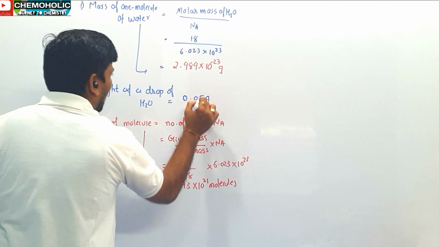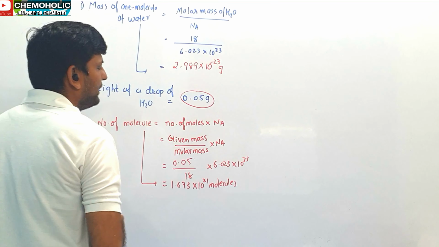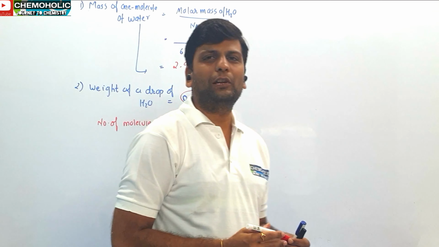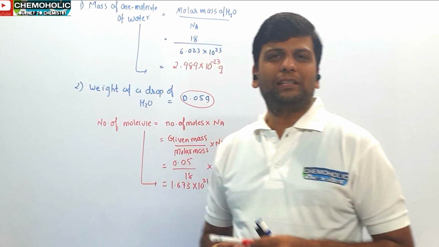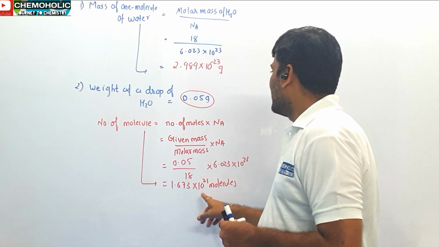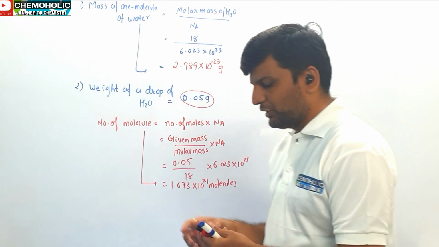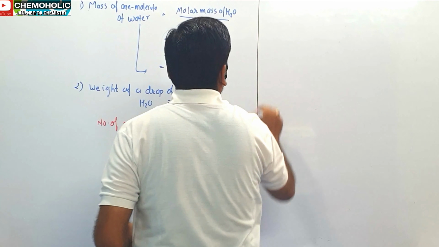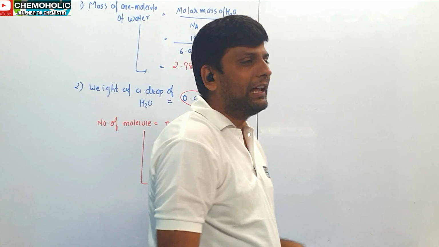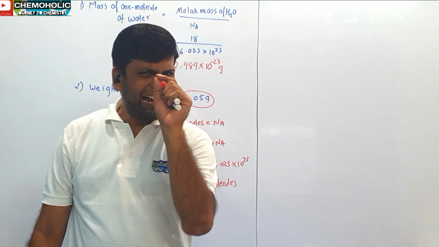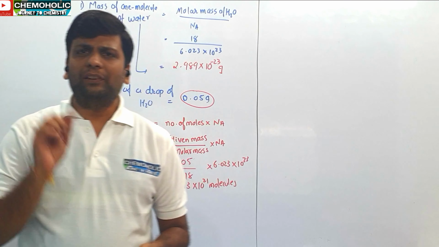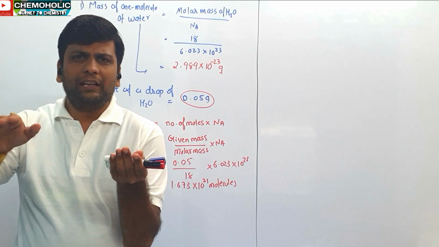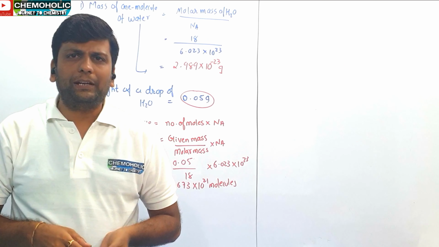So if you have a drop of water weighing 0.05 gram, the number of molecules present inside it is 1.673 into 10 to the power 21 molecules. This is number 2 and number 3 of question number 1. If it takes 1 hour to evaporate that single drop of water, then in 1 second from the surface, how many water molecules will get evaporated?